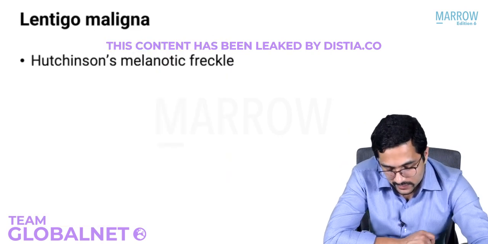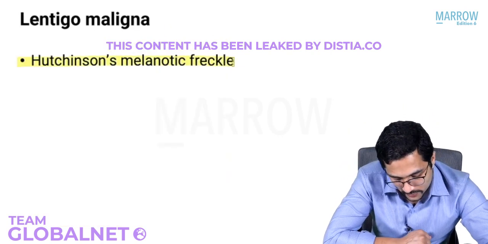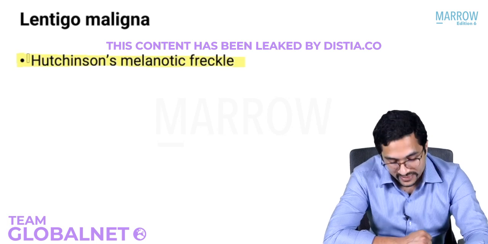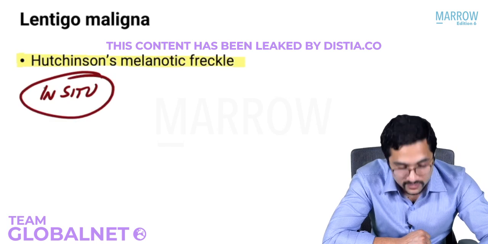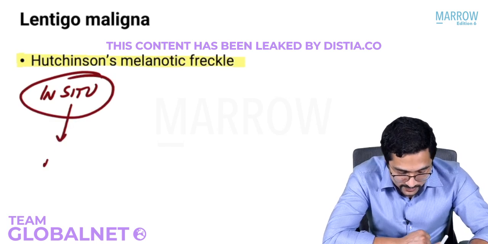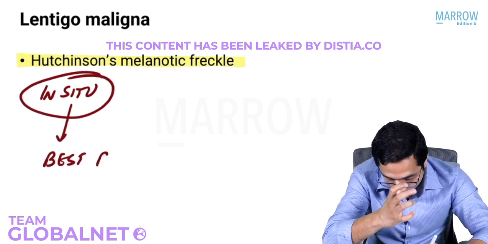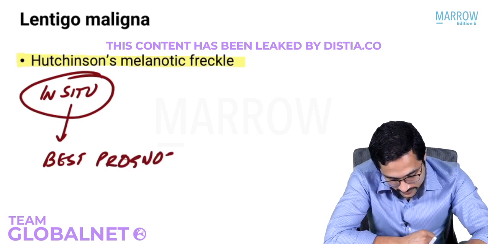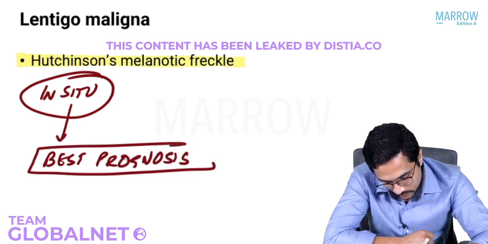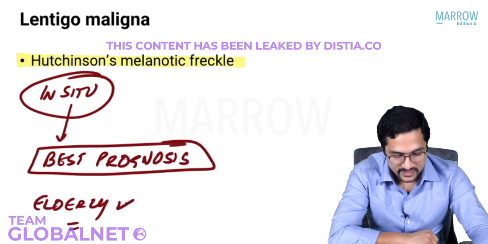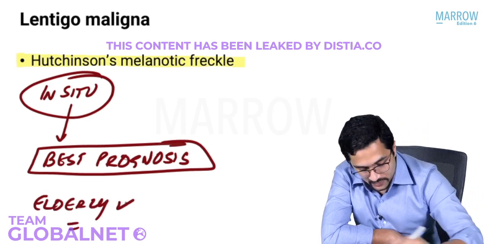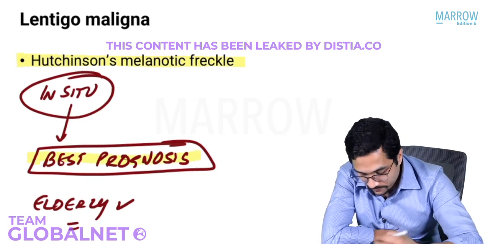Lentigo maligna is the other type. Lentigo maligna is also known as Hutchinson's melanotic freckle, and this is the in situ variety of malignant melanoma. Because it is in situ, it has the best prognosis, and this is usually seen in elderly patients. So you should know it has the best prognosis.